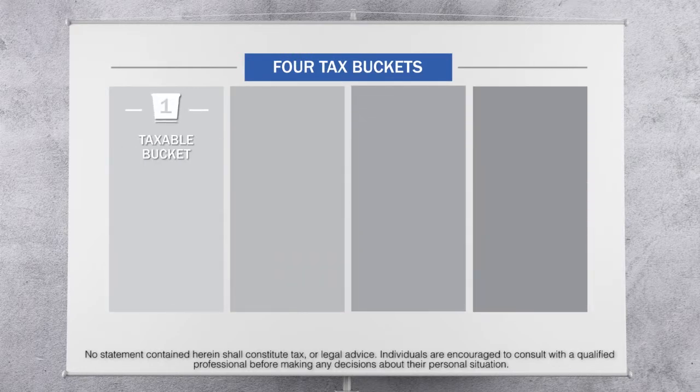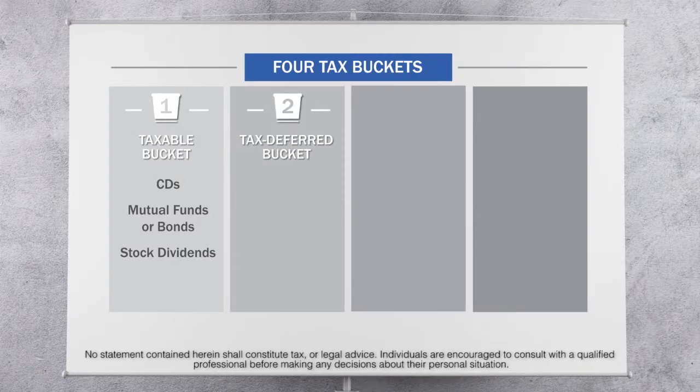The first bucket is your taxable bucket, so any accounts or financial vehicles that you pay tax on each year, whether or not you pull the money out, falls in this bucket. So what does that mean? It might be bank accounts like CDs, it might be brokerage accounts, your mutual funds or bonds, or even stock dividends. Anything that gives you a 1099 each year, even though you didn't pull the money out, maybe you're just reinvesting. That falls in this taxable bucket.